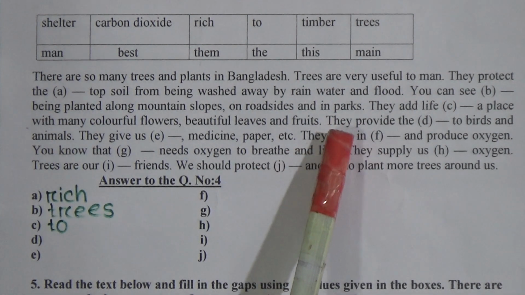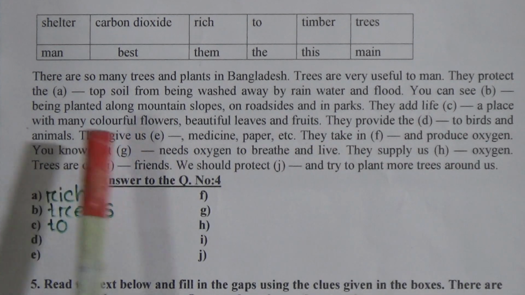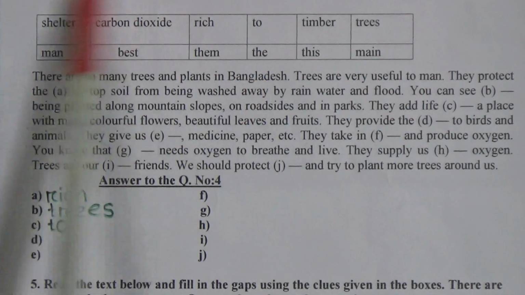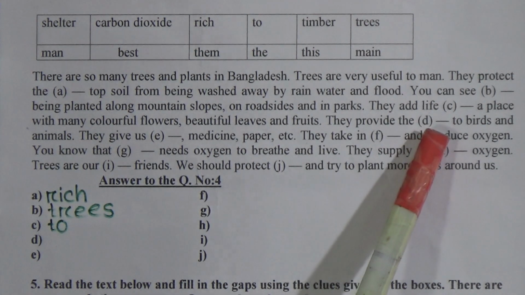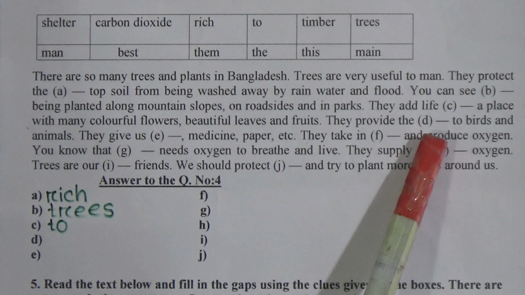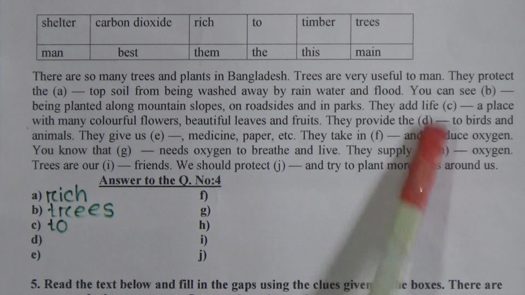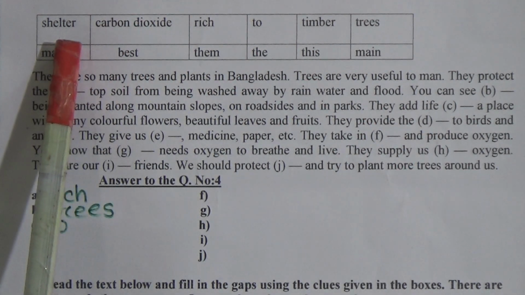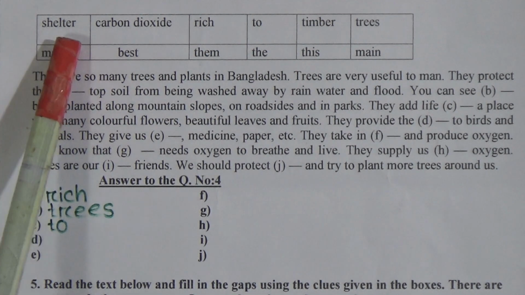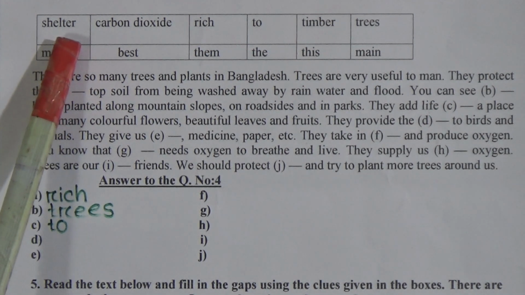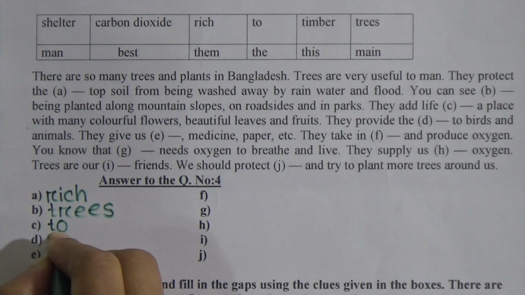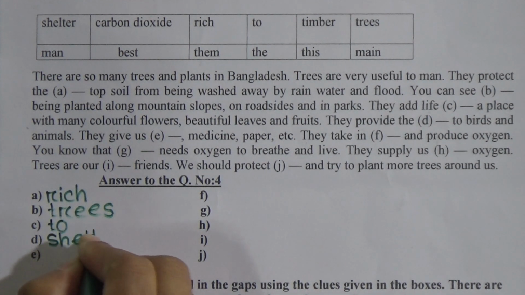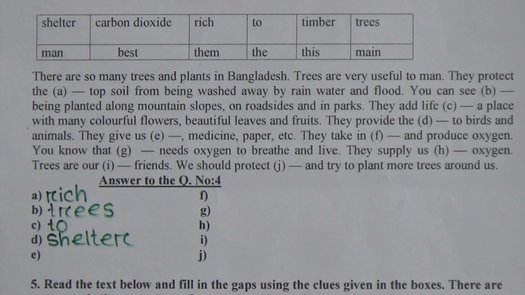And next sentence, they provide the dash to birds and animals. So from this word, we use which word? They provide the dash to birds and animals. We know they provide shelter. They provide shelter to birds and animals. Birds and animals live in trees. So in number D, the word will be shelter.